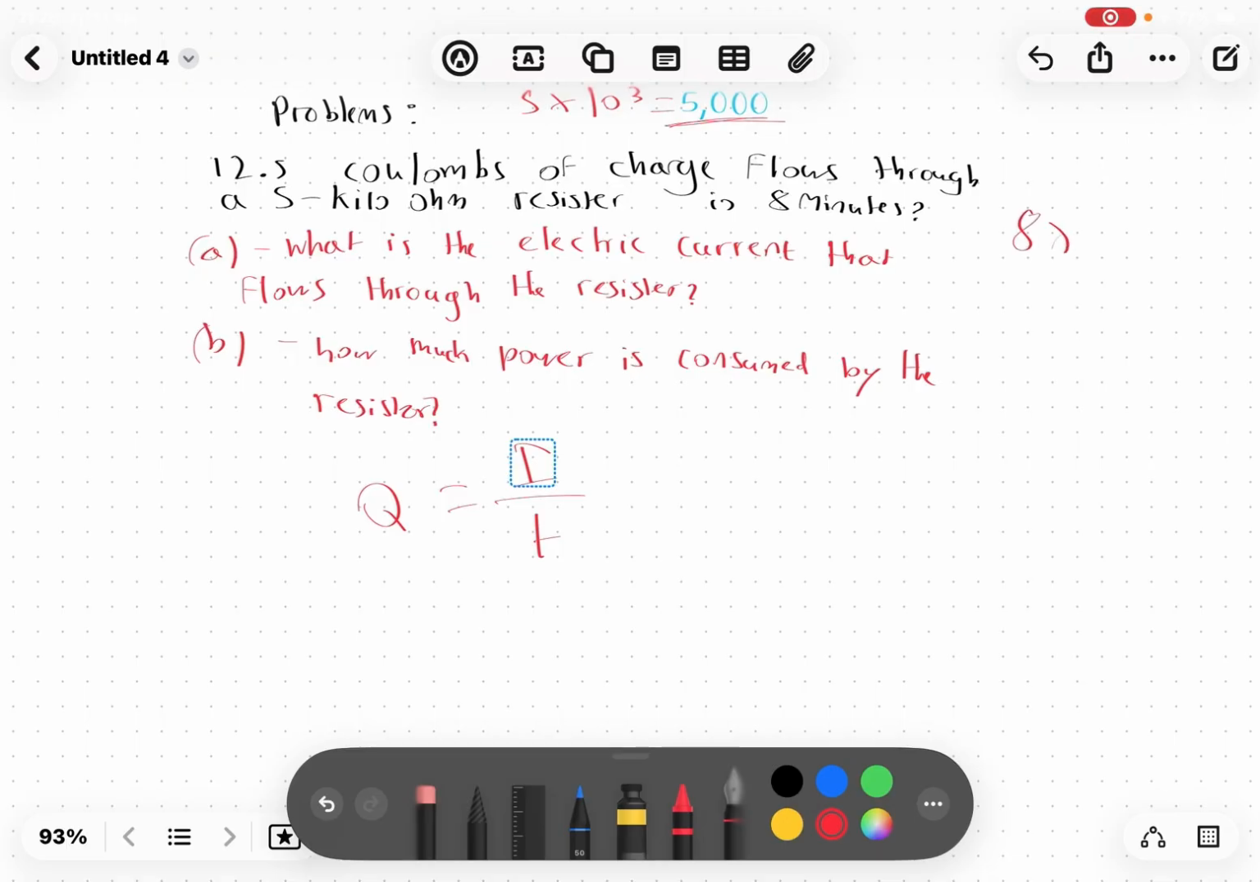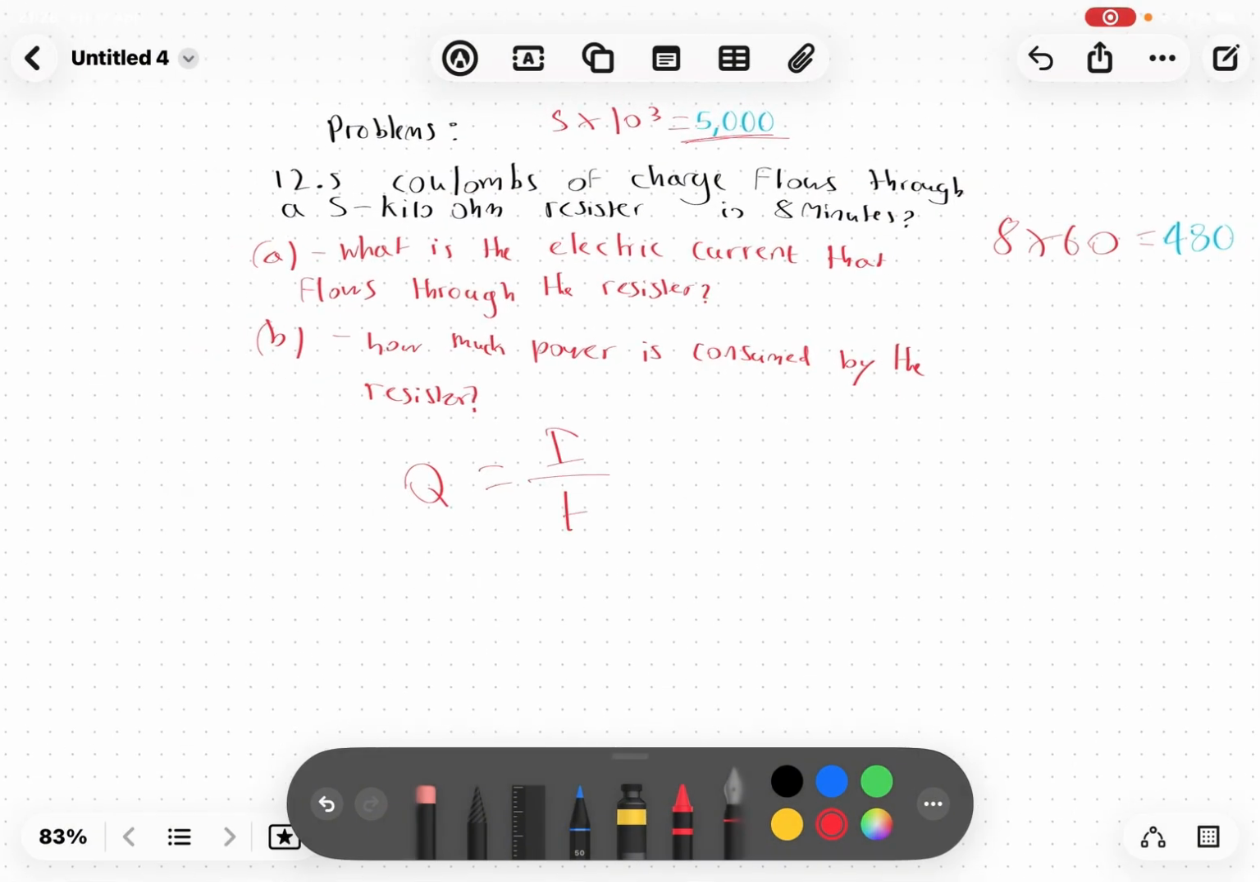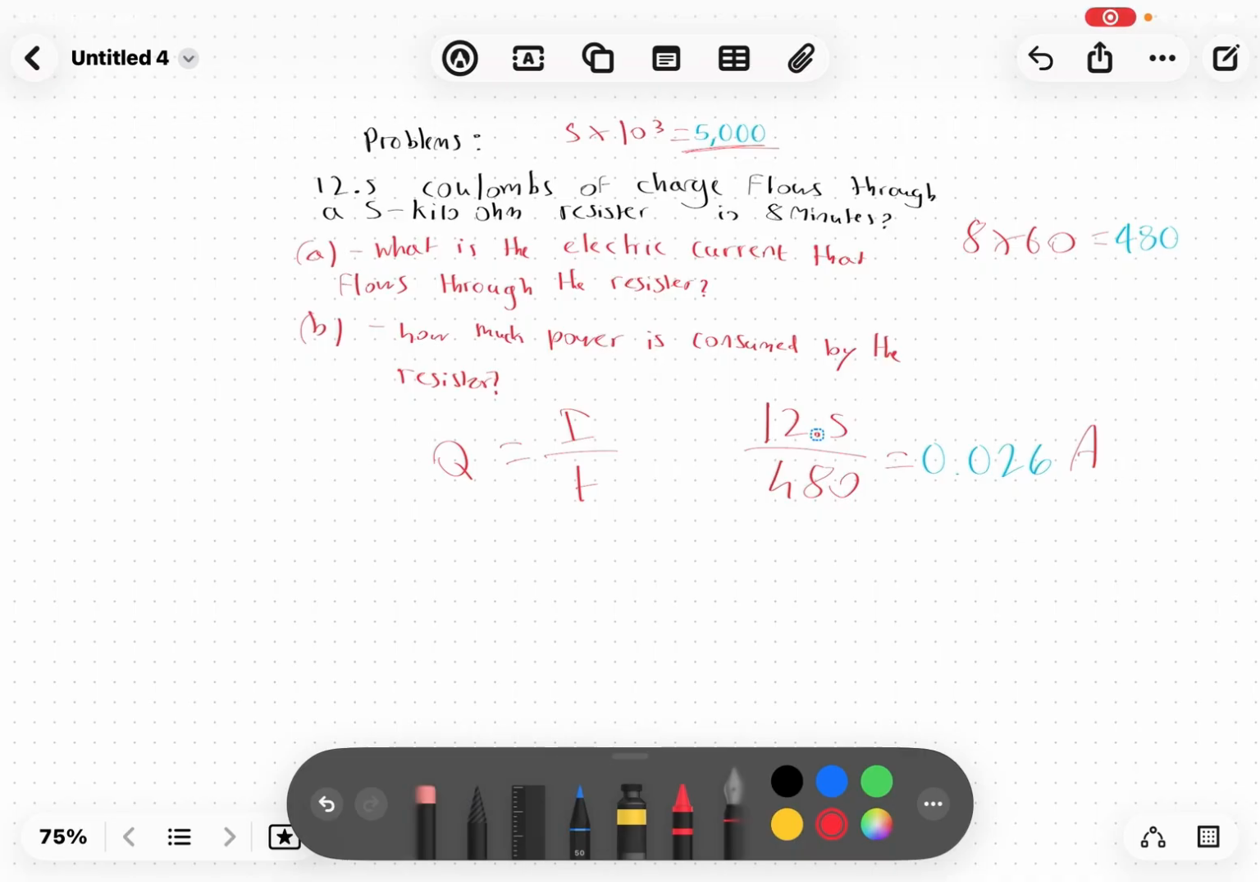So 8 times 60 gives us the seconds, which will equal 480, and then 12.5 over that, and that's how many amps we have. We can put that in milliamps as 26 milliamps. B, how much power is consumed by the resistor?